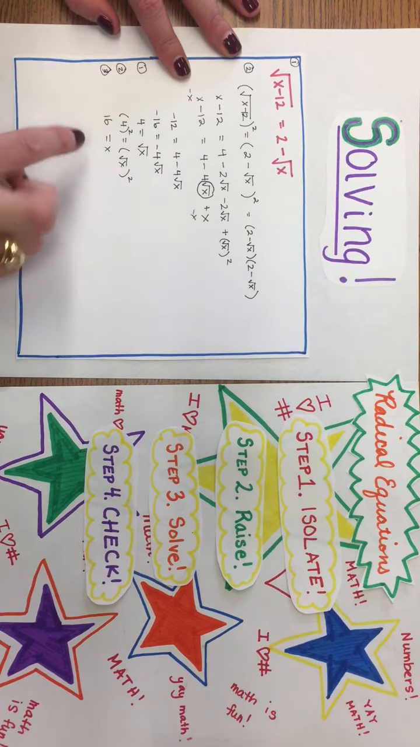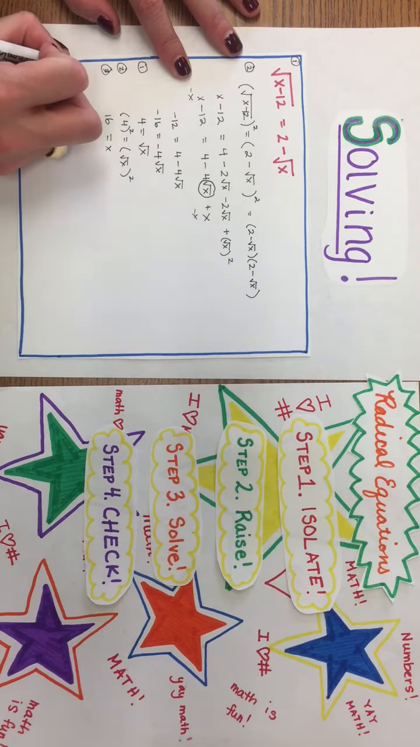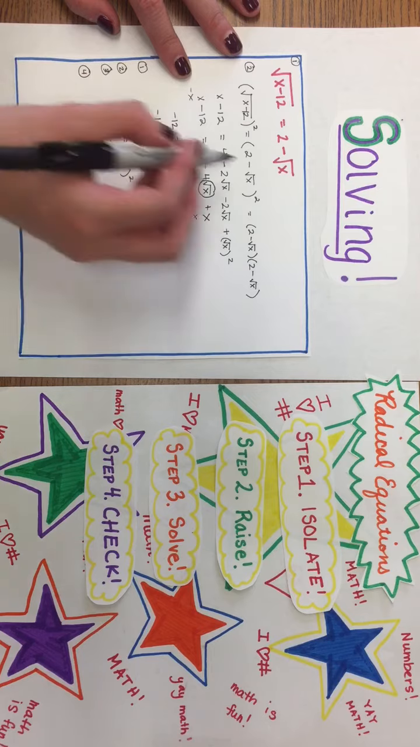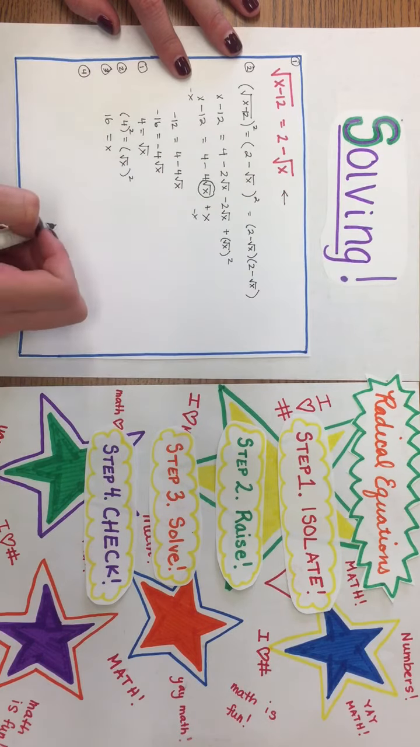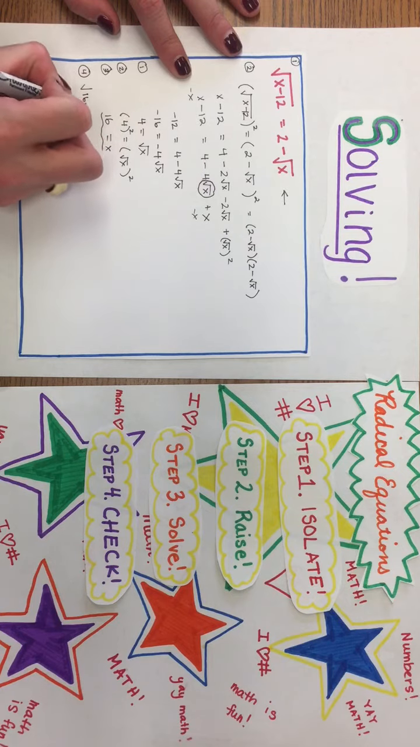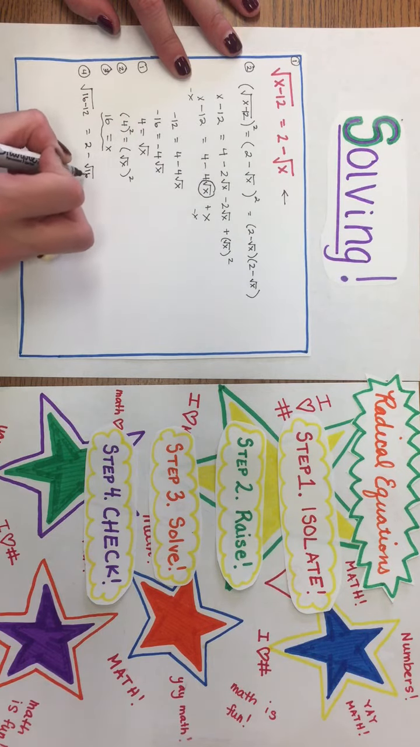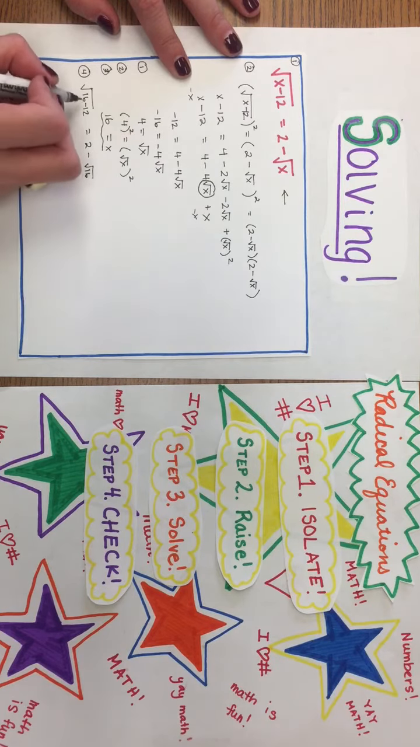So that's step three accomplished. I've now solved for my variable x. Step four, I need to go back to my original equation and check 16. So that's the square root of 16 minus 12 is equal to 2 minus the square root of 16. Again, not mixing things between sides.